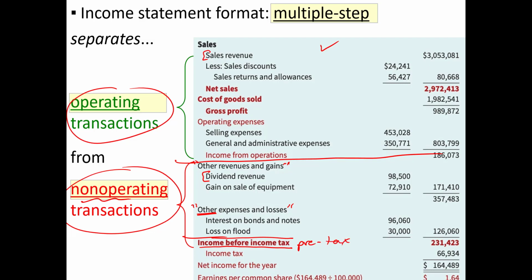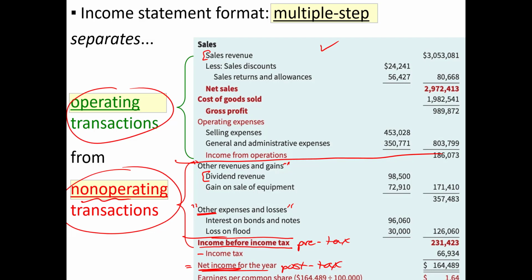Net income minus the income tax gets us income or net income for the year. Net income is the true bottom line. This is post-tax or after tax. Okay, we have to worry about taxes right now, because taxes matter.